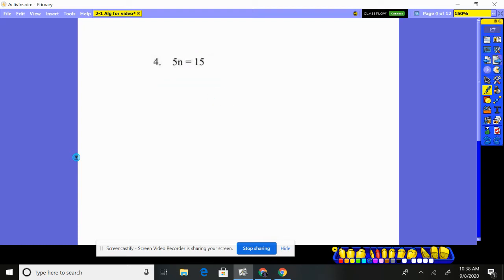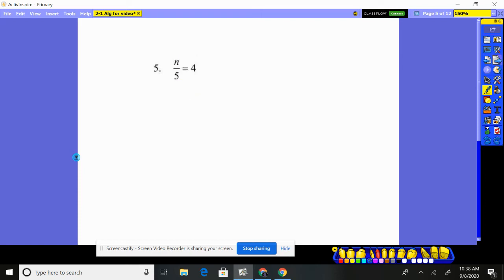Number 4. This says 5 times n equals 15. So how do we undo multiplying? We divide. So what we're going to do to both sides of the equation is divide by 5. 15 divided by 5 is 3. So n is 3. And we know 5 times 3 is 15. So that was the correct value.